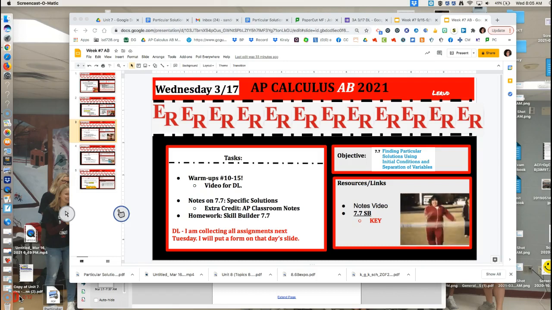Today we're going to continue with solving differential equations with separation of variables. But before we do that, we're going to take care of warm-ups. Distance learners, yours are linked on yesterday's slide. Guys here are just keeping them in a notebook. Once we're done, I'll deal with them.